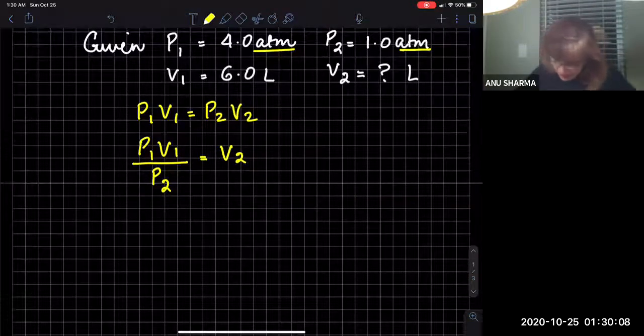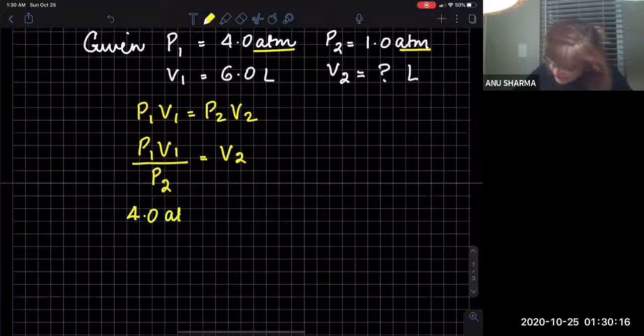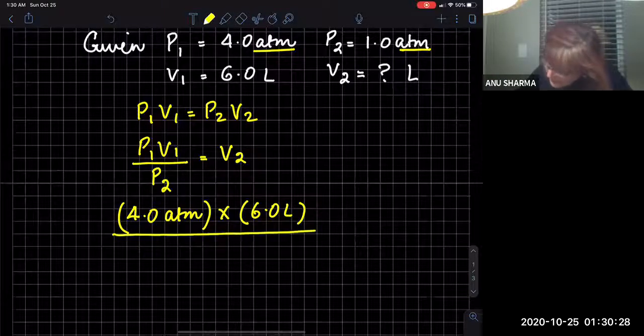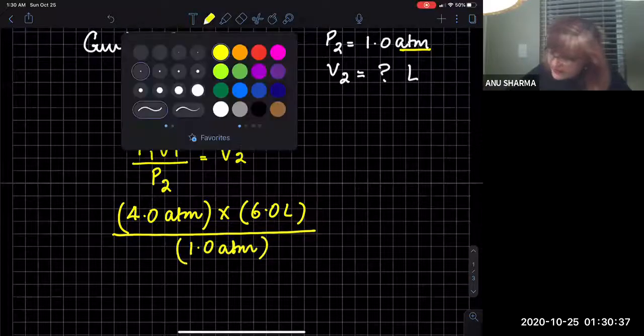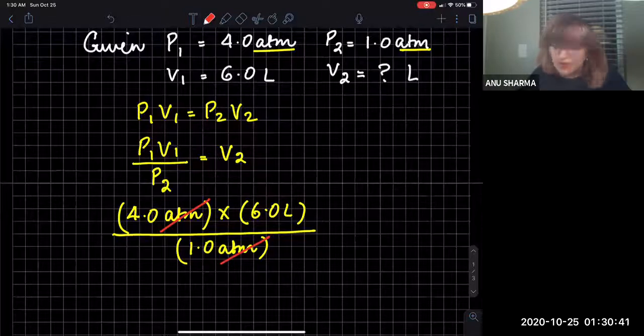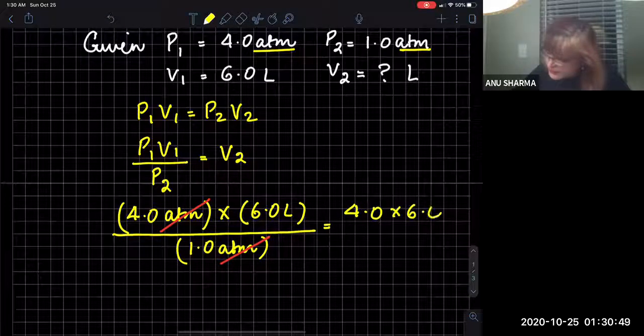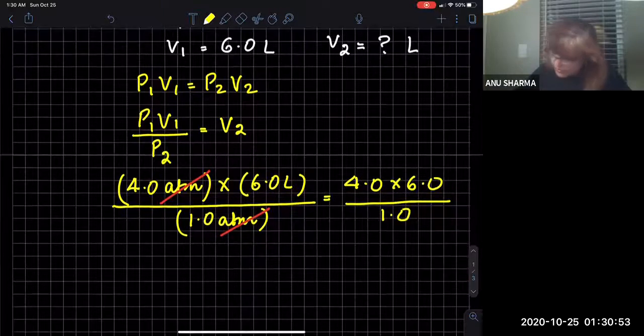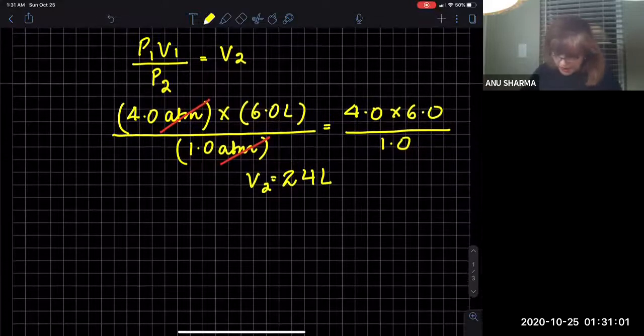Just plug in the numbers: pressure is 4.0 atm, multiplied by volume V1, which is 6.0 liters, divided by P2, which is 1.0 atm. You're going to see that the atm and the atm cancel out, and you're only left with the units of liters. So 4.0 times 6.0 divided by 1.0, and here you're going to get 24 liters. So that is the value of V2.